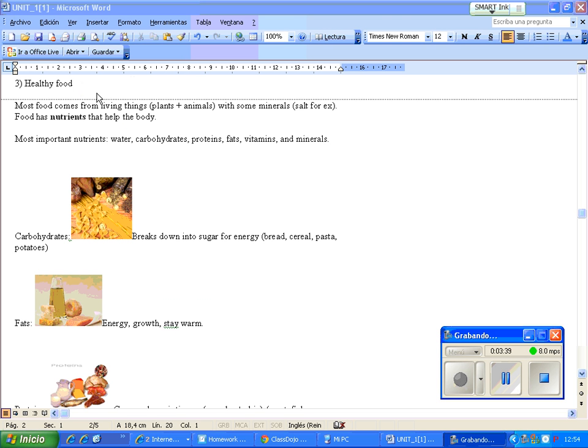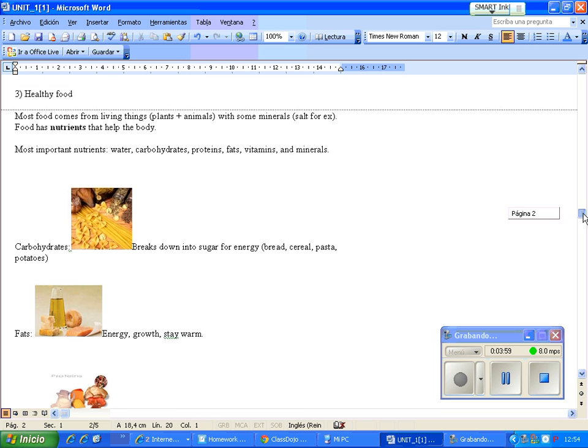Healthy food. Most food comes from living things, plants and animals, with some minerals, salt for example. Food has nutrients that help the body. The most important nutrients are water, carbohydrates, proteins, fats, vitamins, and minerals.